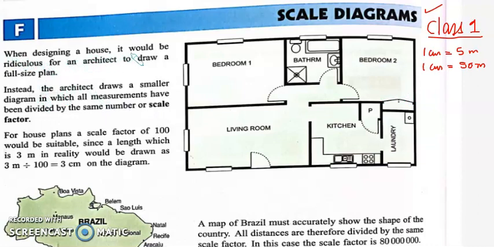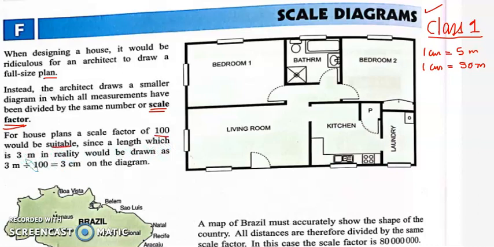Now, when designing a house, it would be ridiculous for an architect to draw a full-size plan. Instead, the architect draws a smaller diagram in which all measurements have been divided by the same number, the scale factor. We'll come to know what the scale factor is. For house plans, a scale factor of 100 would be suitable.